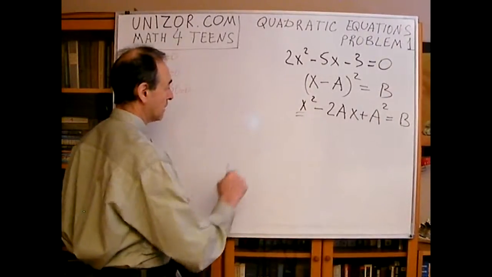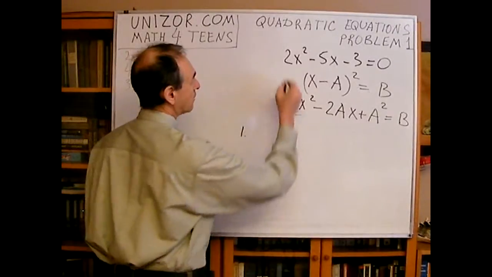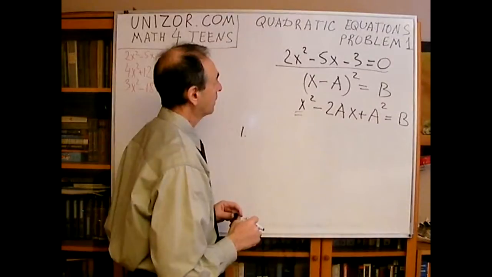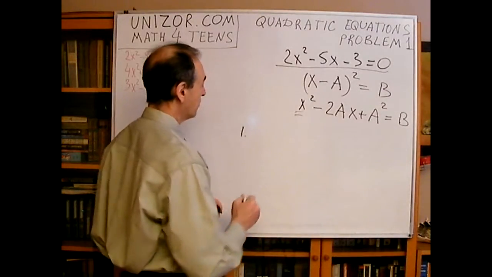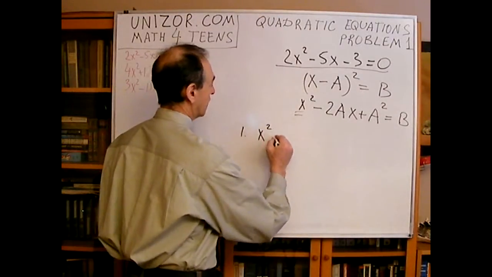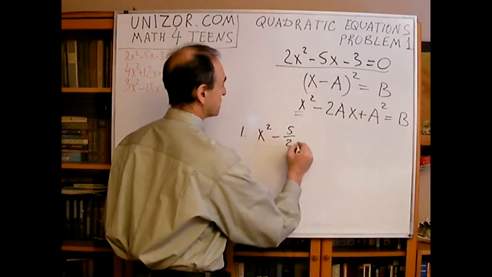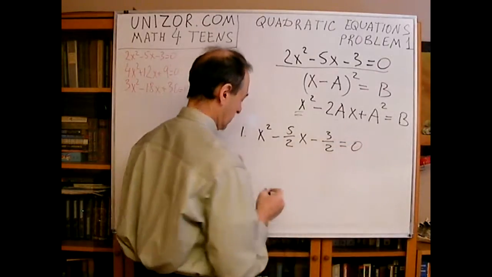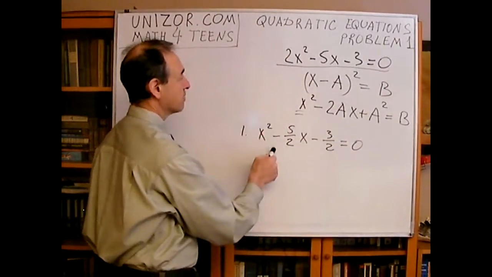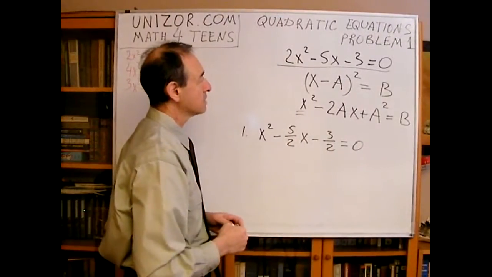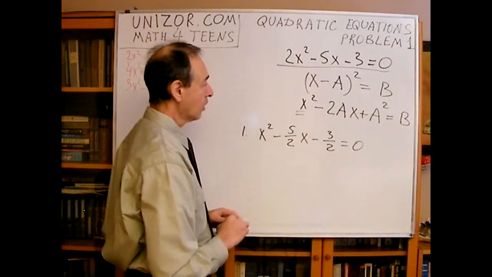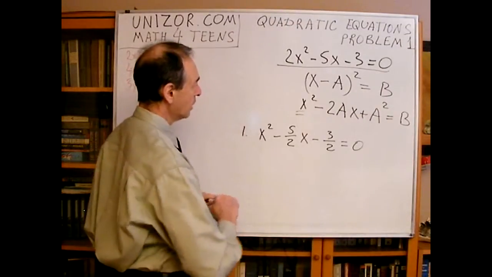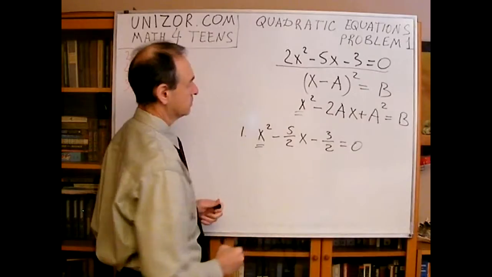Okay, so my first transformation will be, I will divide the whole equation, which is an invariant transformation, by 2, and as a result I will have x squared minus 5 seconds x minus 3 seconds equals 0. So this is an invariant transformation. I divided both sides of the equation by 2. No solutions are lost or gained. Everything is fine.